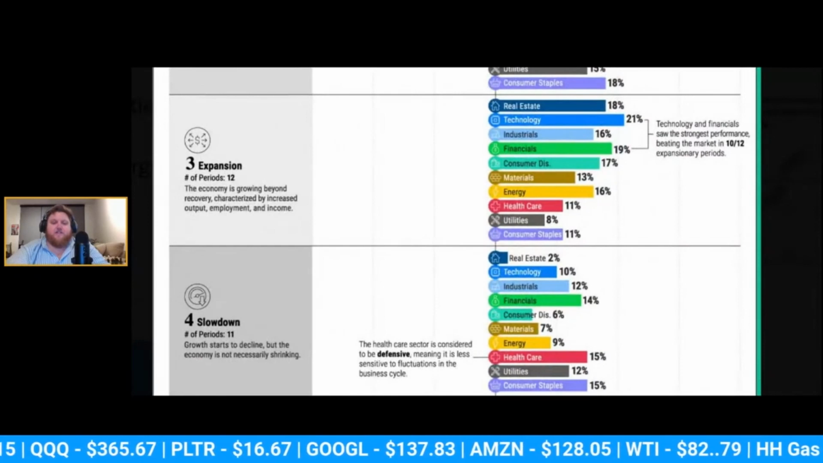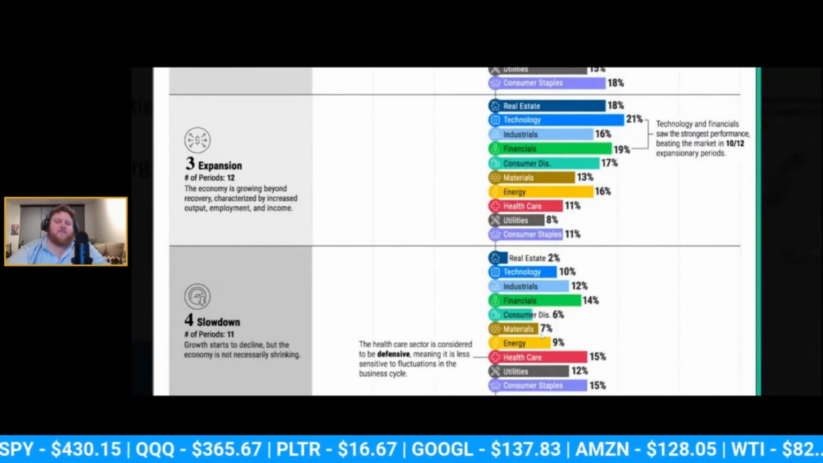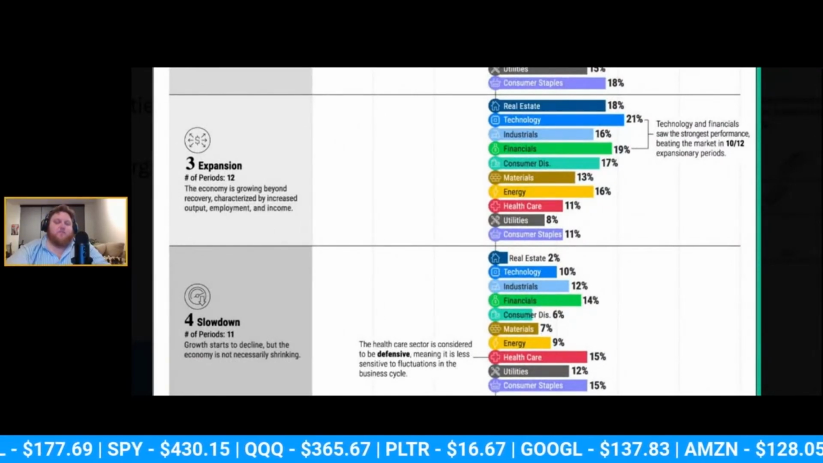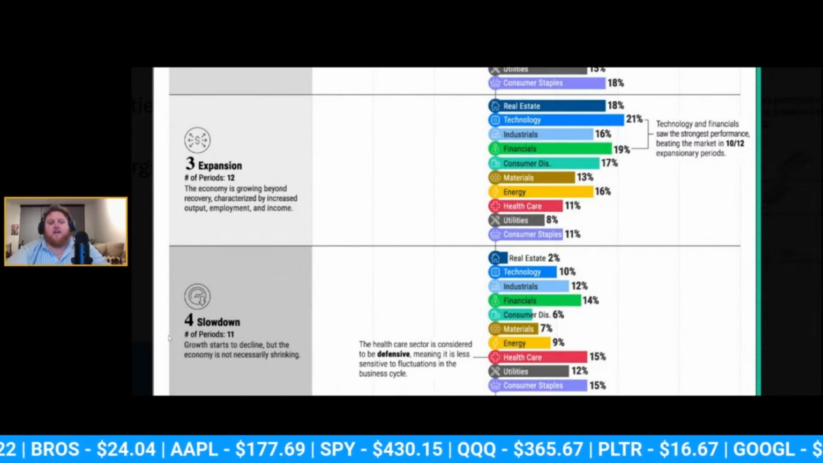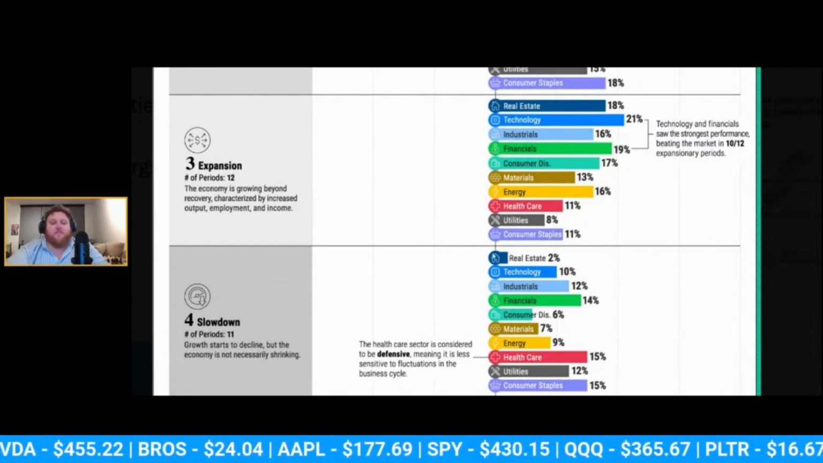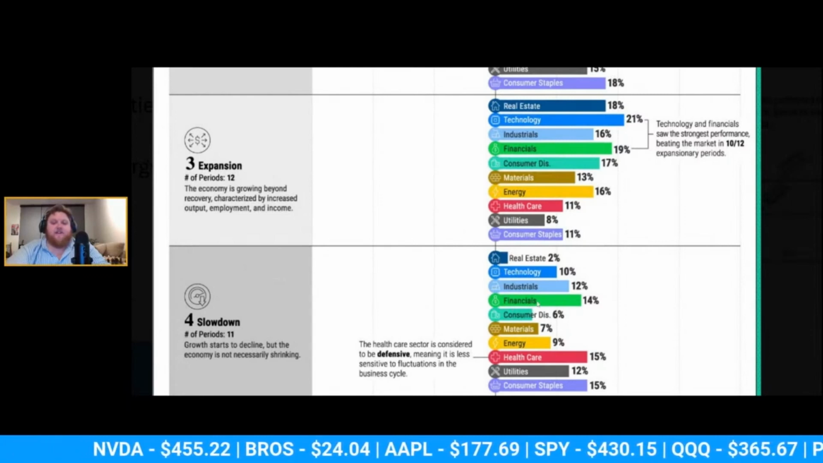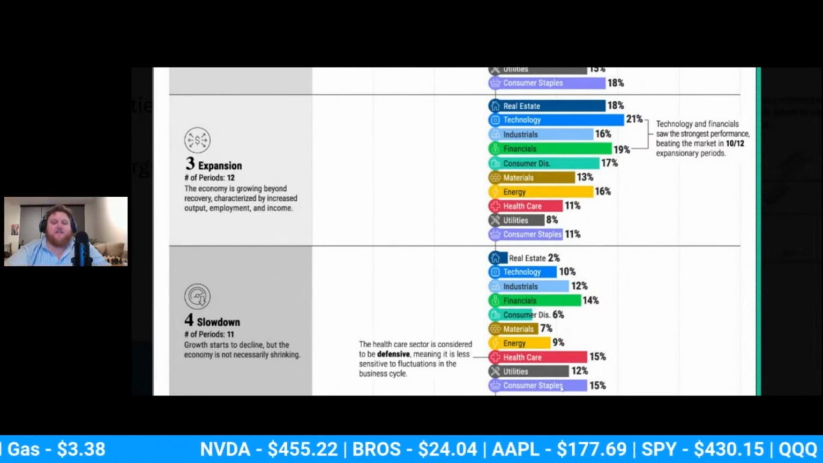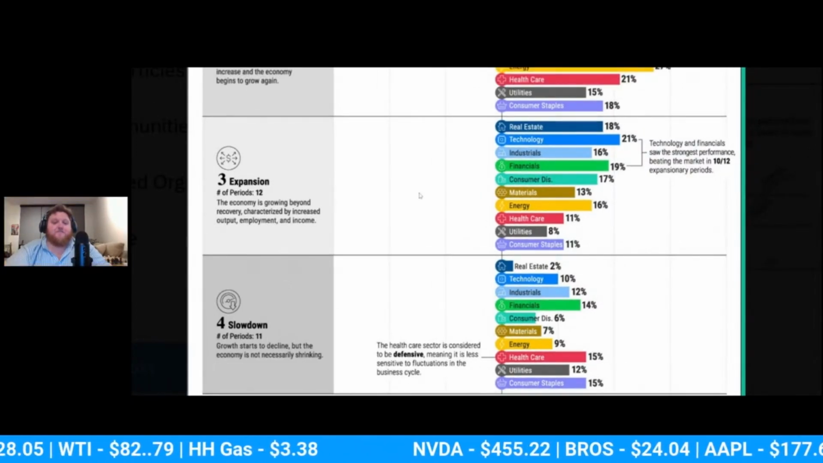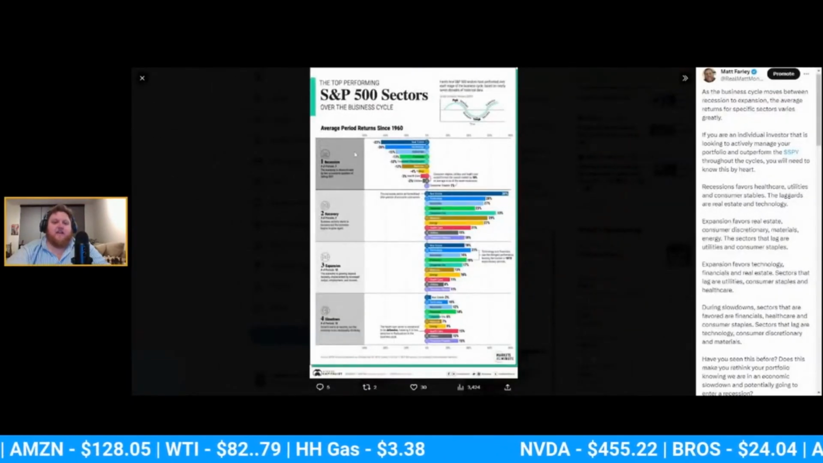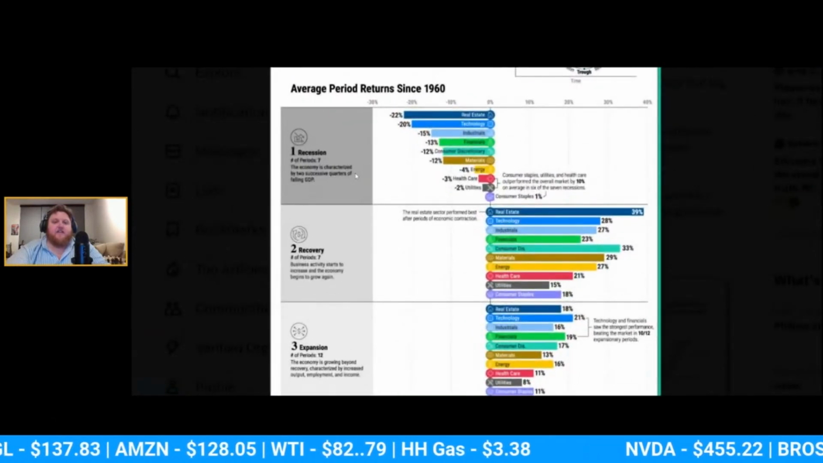Looking at the slowdown or the peaks, there are a few other things I want to talk about as we get more and more people joining us here on the live. Real estate is peaking out at 2% growth, but financials, generally speaking, lead. Consumer staples lead, and healthcare leads at the peaks. And then you end up back into this recessionary time period.